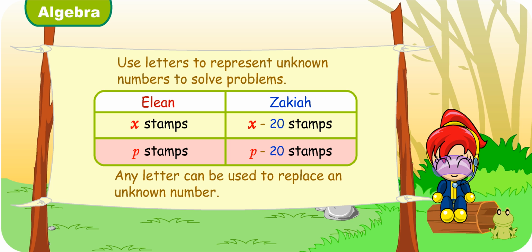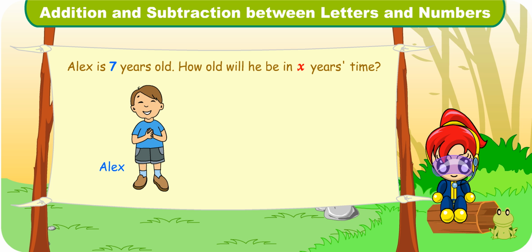Now, try this question. Alex is 7 years old. How old will he be in X years' time? That's easy. It is the sum of X plus 7. This is the answer, right? Well done. We have learned the addition and subtraction of letters and numbers.